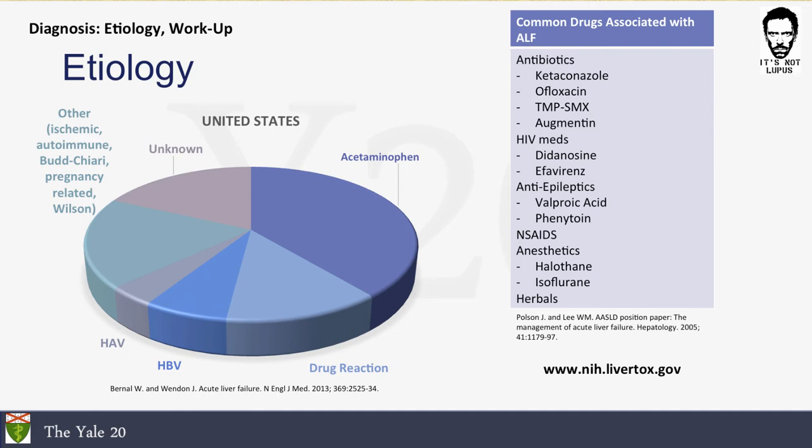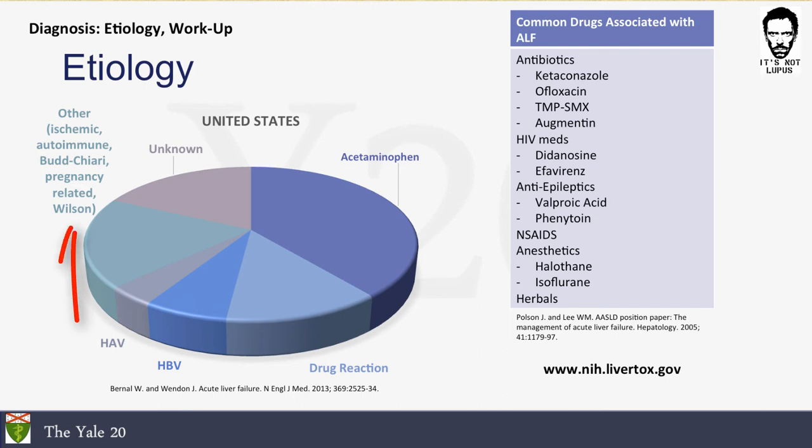Viral hepatitis, specifically hepatitis A, is another common cause. Even though it accounts for only 12% or so in the US, globally it's the most common cause of ALF. Hepatitis B reactivation is also common after initiation of immunosuppression or chemotherapy. There are also rarer viral causes of ALF, such as herpes simplex, cytomegalovirus, Epstein-Barr, and parvoviruses.